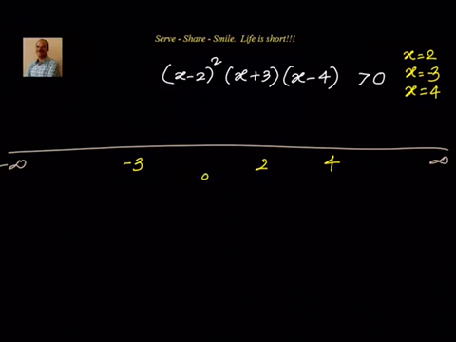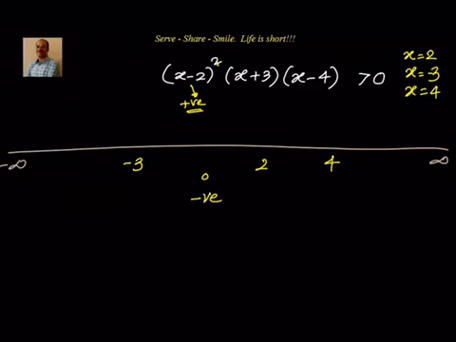If I put 0, anytime you have a square, an even power, that is always positive, so we don't need to worry about that. x plus 3, 0 plus 3, is 3. 0 minus 4 is minus. So this whole thing is becoming negative. That means from minus 3 to 2, it is negative. Now let us check for 2 to 4. Let us take a value in the middle, let us take 3.